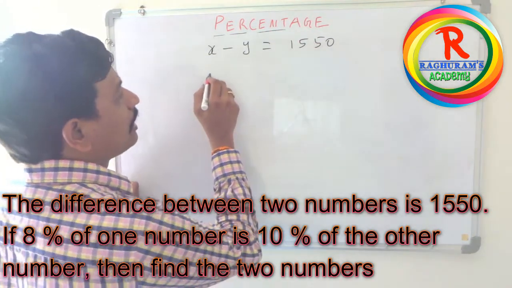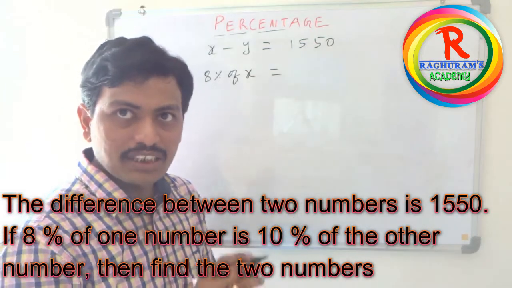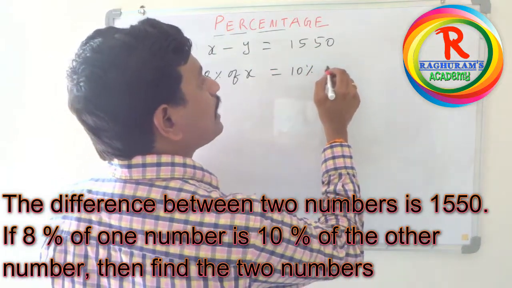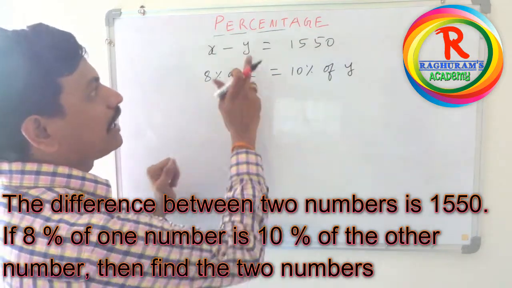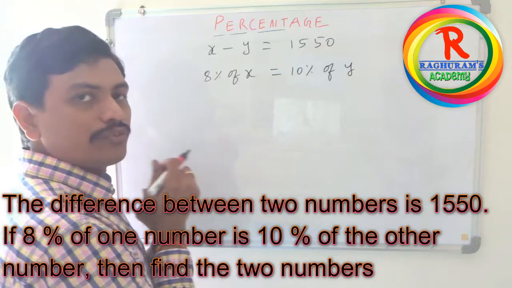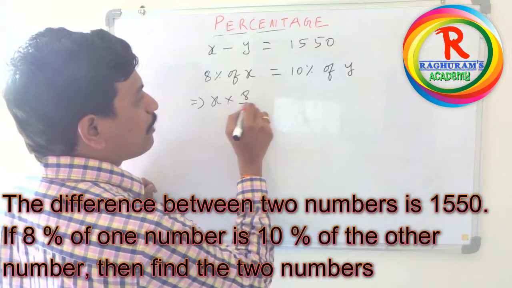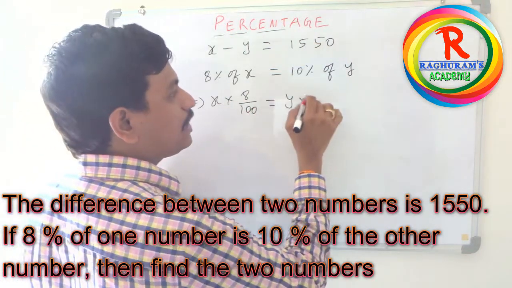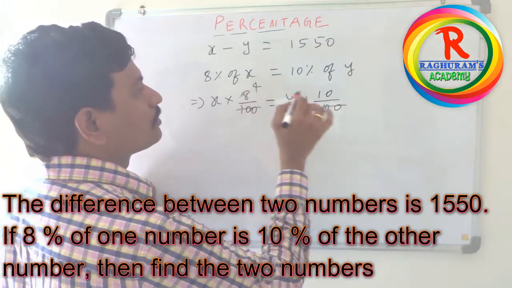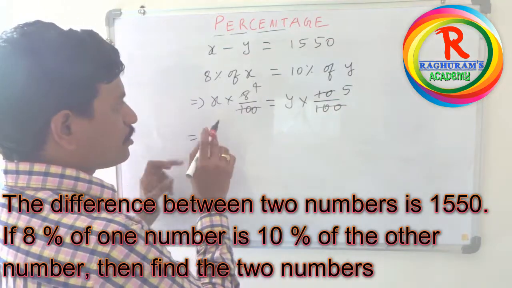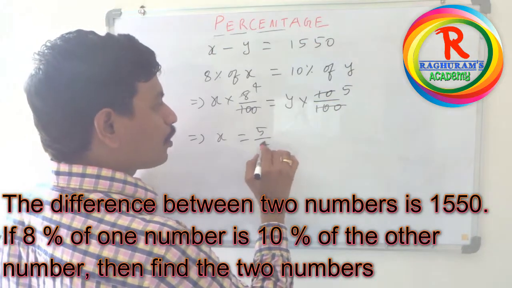8% of a number, that is 8% of x, is equal to 10% of the other number, 10% of y. So just simplify, get the ratio between x and y and substitute here so that we can get the x value. If we get the x value, we can find the y value. Here 8%, that's nothing but x into 8 by 100 is equal to y into 10 by 100. Here 100 can be cancelled. 2 4s, 2 5s. So take 4 to the right side, and we get x is equal to 5 by 4 of y.